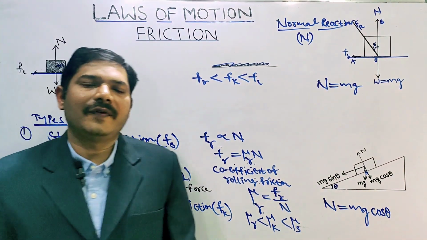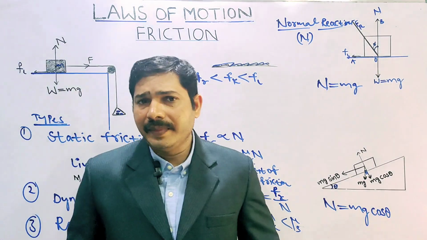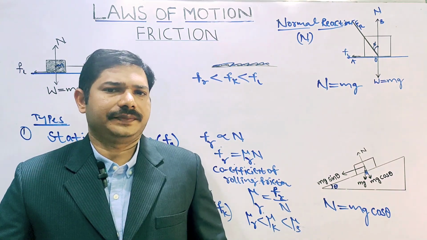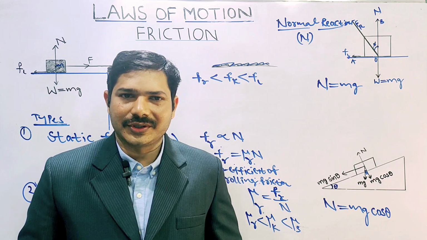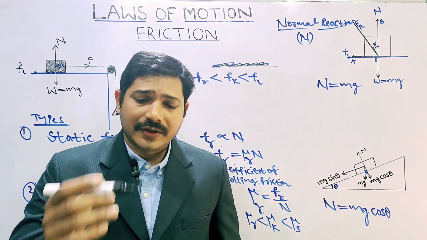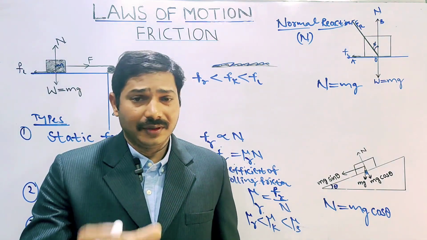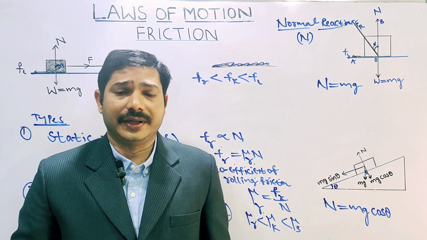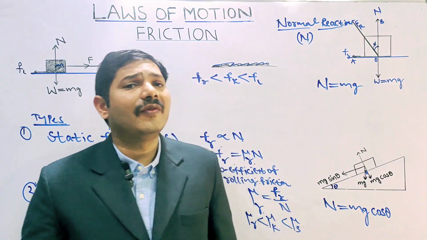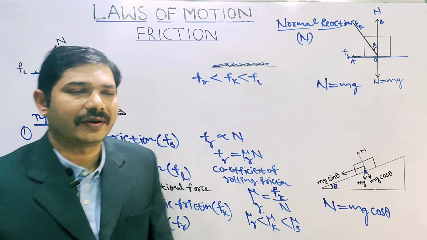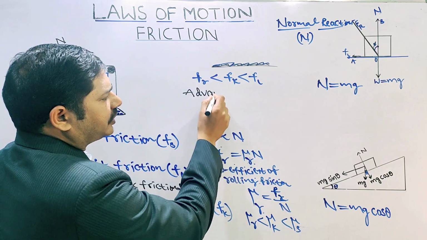Here, what are the advantages? We are discussing friction. Imagine if there were no friction, what would happen? We couldn't walk on the floor, we would slip. We couldn't hold anything, like a pen or a drinking water glass; it would slip. So there are advantages of friction. What are the advantages of friction?